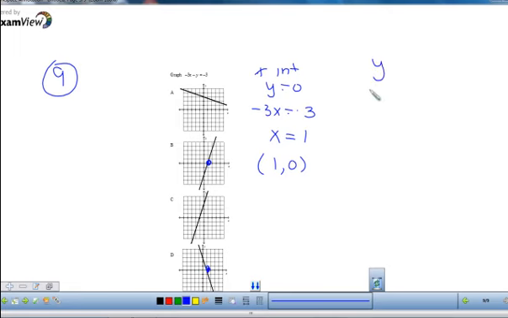To find the y-intercept, you make x equal to 0. So you're going to have negative y equals negative 3, or y equals positive 3. So my y-intercept is (0, 3). Okay, so it would be this one. The answer is D.